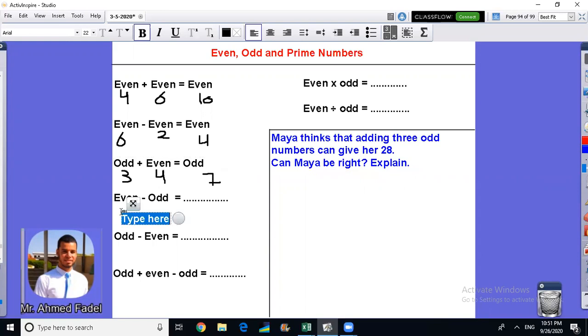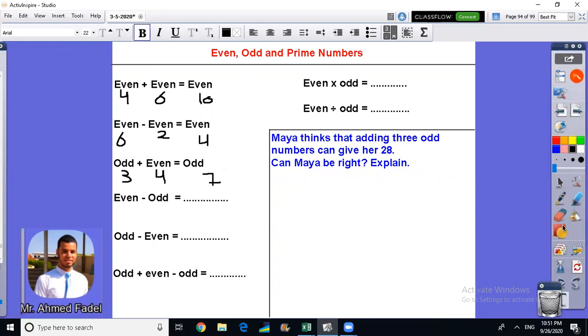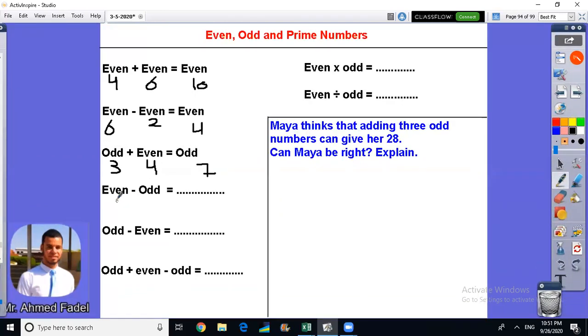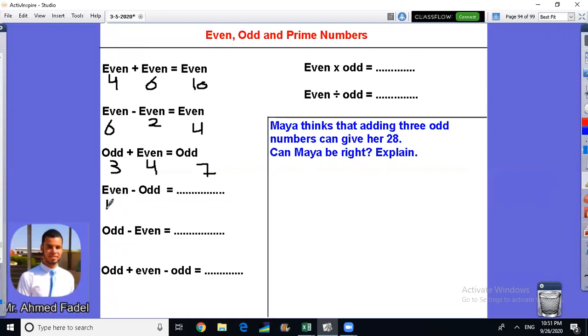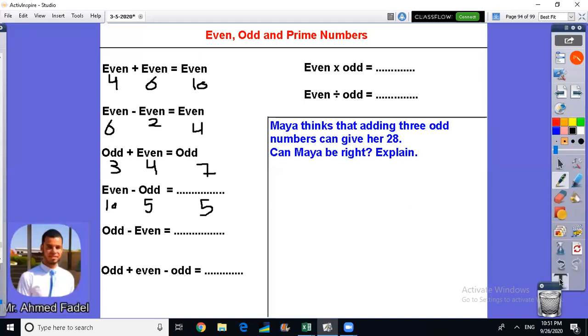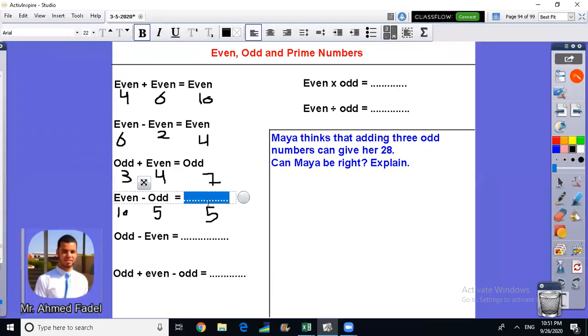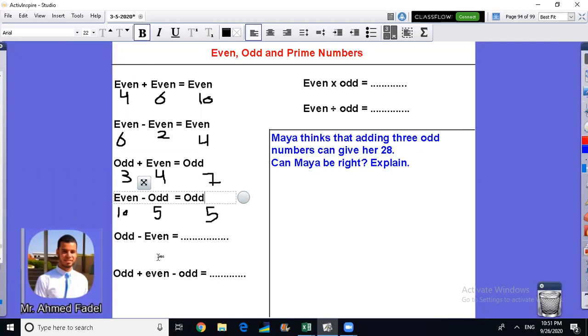All right, in the other example here, if I have even minus odd, any even number that comes to your mind, well, pause the video, try to find the answer, then come to check. Even, I'm going to choose here 10. And odd, I'm going to choose here, for example, 5. 10 minus 5 is going to give you a 5, which is odd. Even minus odd is odd.